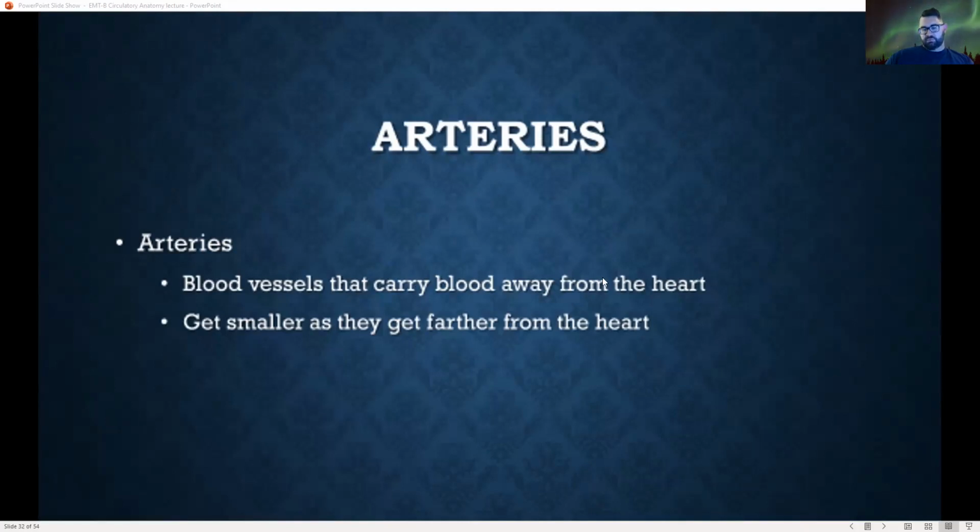are the blood vessels that carry blood away from the heart. They get smaller as they get farther from the heart.